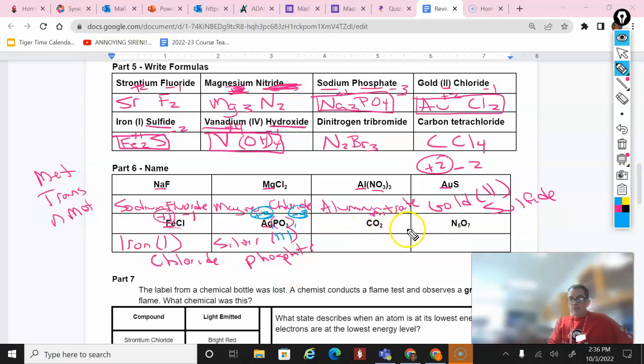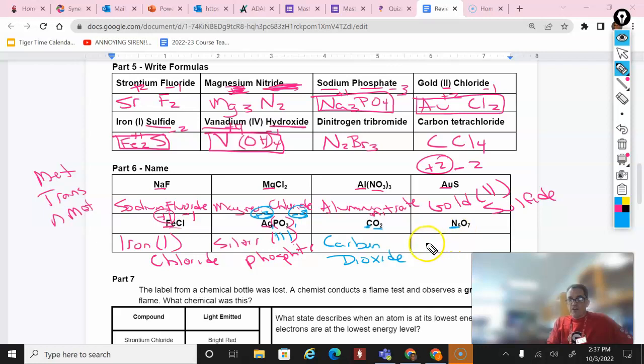These last two are turning into covalent. And again, what I need to ask myself is this first term, is it a metal? Is it a transition metal, a non-metal? It is a non-metal. Since it is a non-metal, we need to name it with prefixes. This is carbon, but we've only got one carbon. We don't start off with a mono. So this is carbon. And there's two oxygens. That is dioxide.